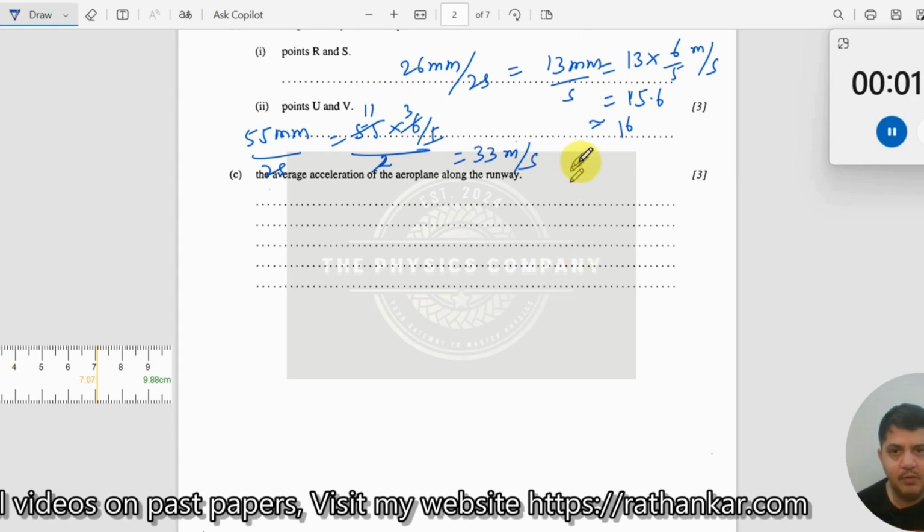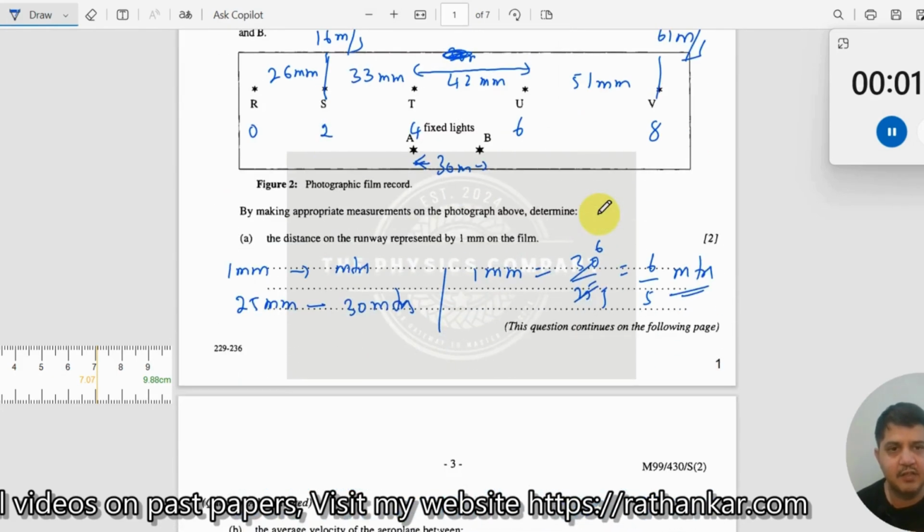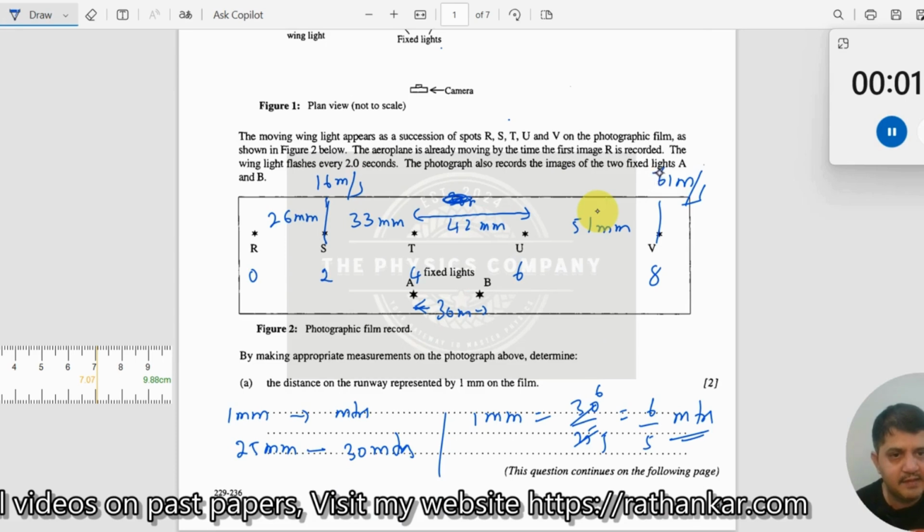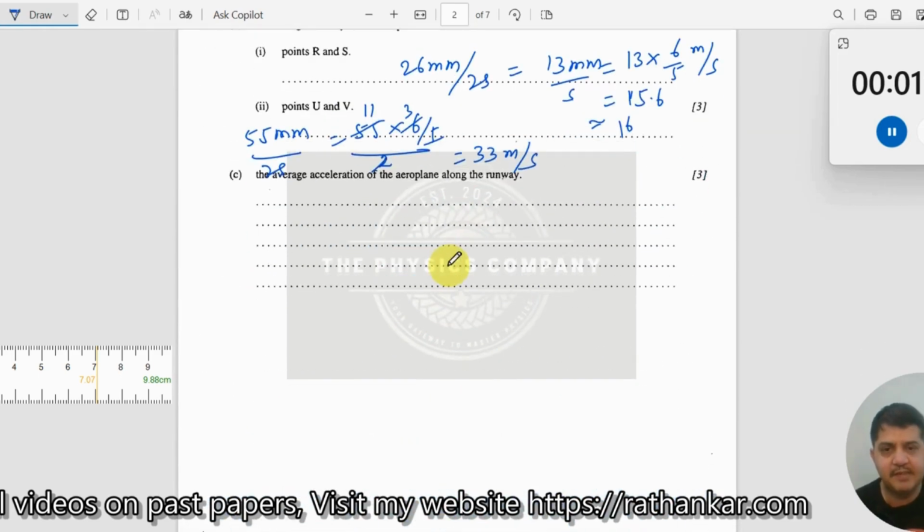Okay. Now, what is he asking? Next one is the average acceleration of the aeroplane along the runway. Okay, average acceleration along the runway. So now this is 33 here, and this is 16 here. So the final velocity, initial velocity, and the time taken between them. 33 minus 16 divided by 1, 2, 3, that is 2, 4, 6 seconds. So 33 minus 16 divided by 6 seconds.